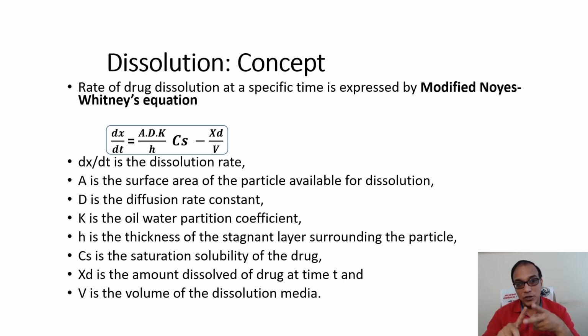D is the diffusion rate constant. K is the oil water partition coefficient. H is the thickness of the stagnant layer surrounding the particles. Cs is the saturation solubility of the drug, and Xd is the amount of drug dissolved at time t, and V is the volume of dissolution media. So remember this definition, this equation. Whenever you are explaining dissolution, it is utmost necessary that this equation must be there in your answer. Okay.